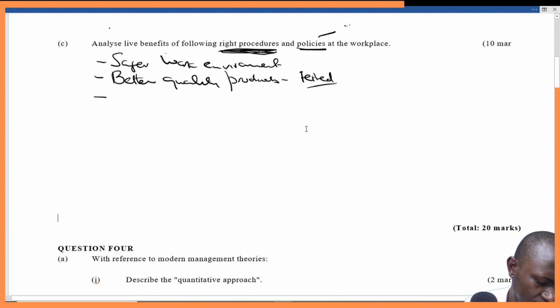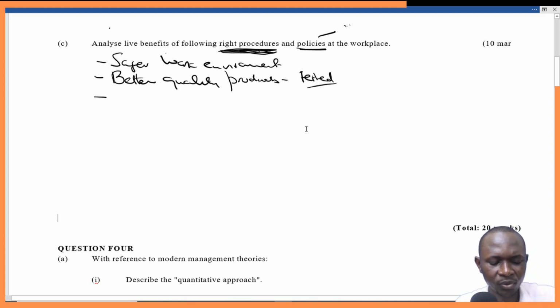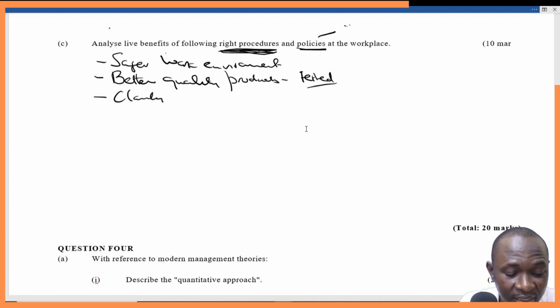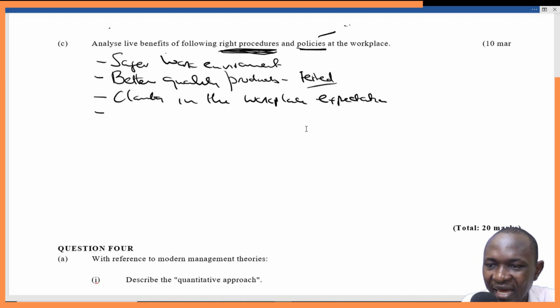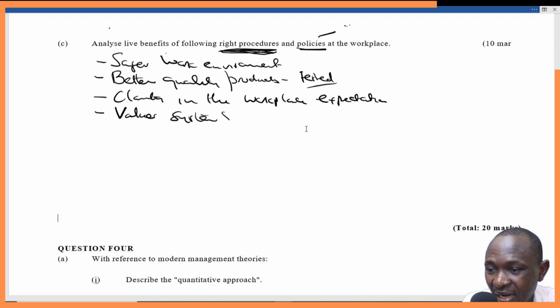Then we also have clarity in the workplace expectations. It is very clear what is expected of us, especially from policies, which are a general guideline of how we should carry and conduct ourselves. So it gives us clarity of what is expected of us in the organization. And of course, if we have clarity, there is teamwork and uniformity. All those are some of the benefits that come with that. So teamwork, uniformity, the value system, and the culture of the organization.